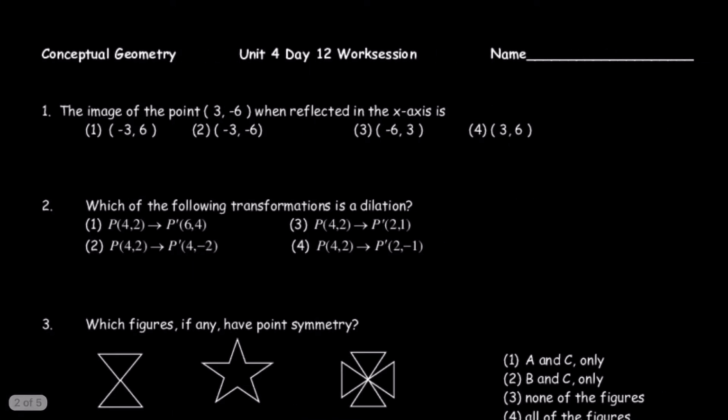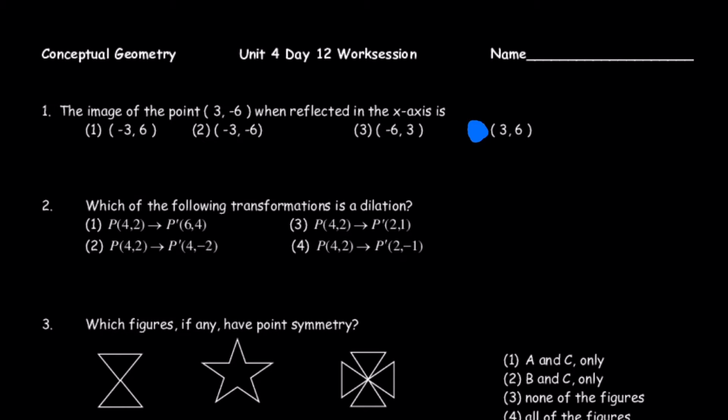Question number 1 says the image of the point (3, -6) when reflected in the x-axis is. If you've got your study guide handy, you'll notice the rule for reflecting in the x-axis is to negate the y. So what we have to do is take this coordinate here, negate the y, so that becomes a +6. The correct answer will be (3, 6). That's choice 4.